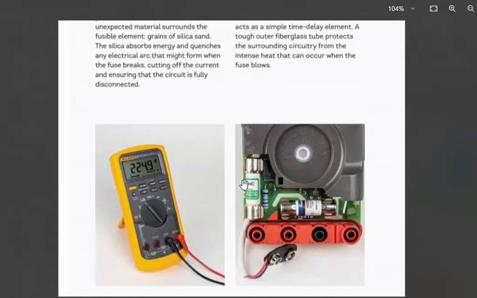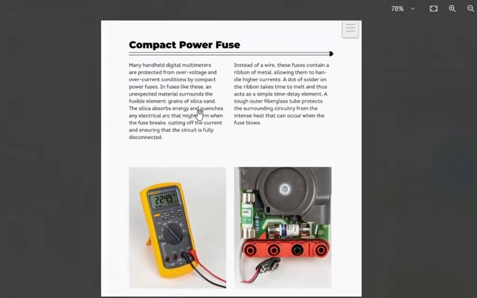And if we talk about audio equipment, they are used in amplifiers and other audio components to prevent damage caused by excessive current. In automotive electronics, they do almost the same work. They are used in various automotive components to protect them from electrical faults. So let's move on to our next component.